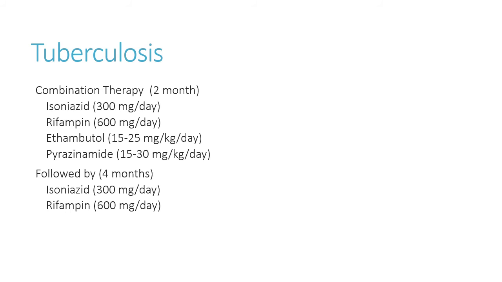Again, the doses are not important to memorize here, but you can get an idea of how the treatment's going to be going. Start off with a 4-drug regimen, and you follow it up by 4 months of a 2-drug regimen of isoniazid and rifampin. So you hit it hard at first for 2 months or so, and then you can scale back therapy a little bit from then on.